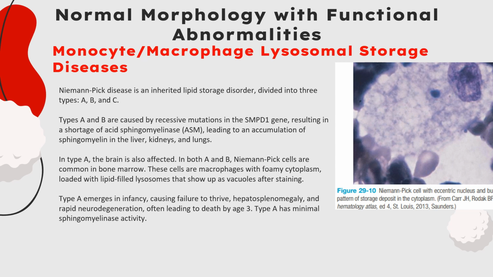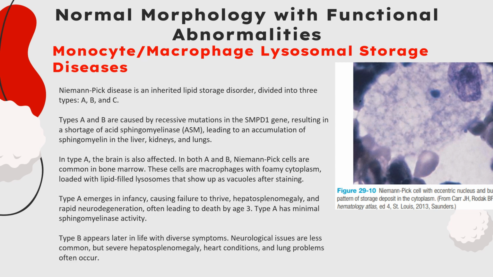Type A emerges in infancy, causing failure to thrive, hepatosplenomegaly, and rapid neurodegeneration, often leading to death by age 3. Type A has minimal sphingomyelinase activity. Type B appears later in life with diverse symptoms. Neurological issues are less common, but severe hepatosplenomegaly, heart conditions, and lung problems often occur.